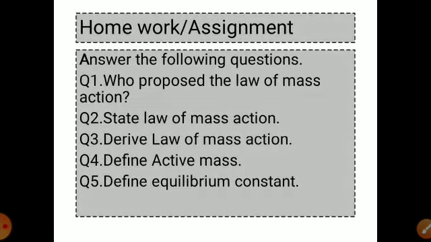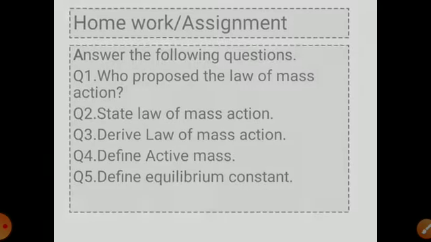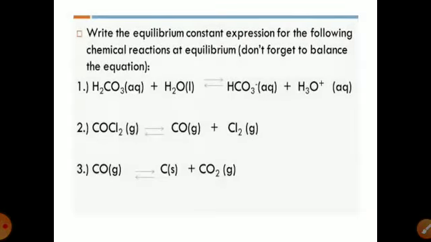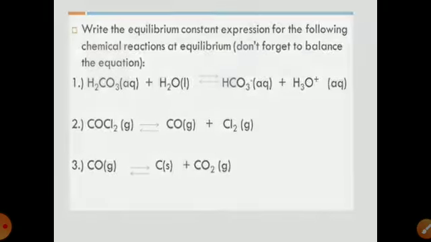Now your homework or assignment questions are given. Question number 1, who proposed the law of mass action? Question number 2, state the law of mass action. Now equations are given to you, and you have to write the Kc expressions.